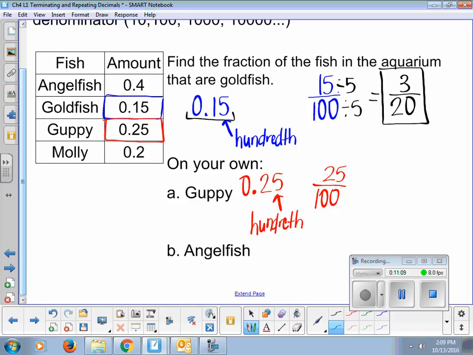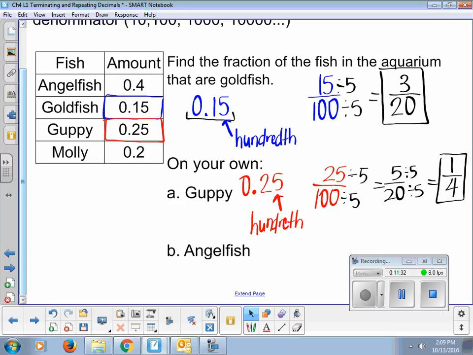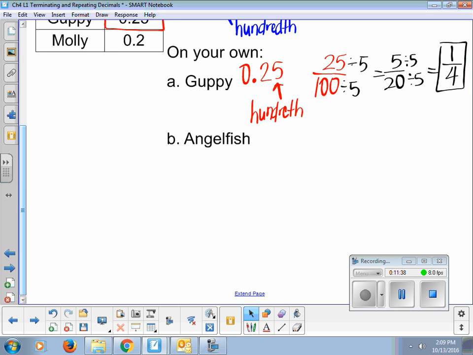Can this fraction be simplified? Yes. How can we simplify it? We can divide by what? You could have divided by 5. And what's 25 divided by 5? 5. And what's 100 divided by 5? 20. Can you simplify further? By 5, and we get 1 over 4. That's in simplest form. So 25 hundredths as a decimal can be written as 1/4 in simplest form.